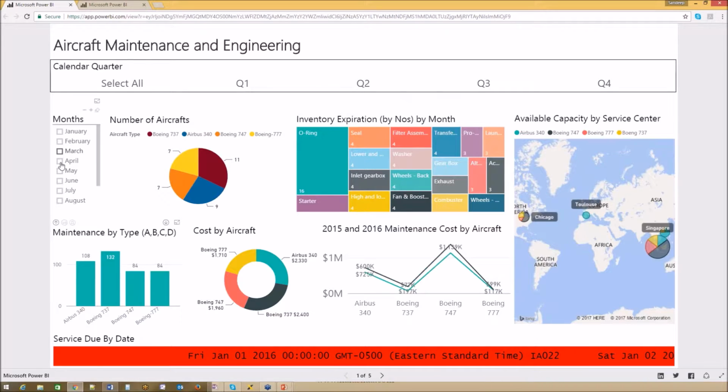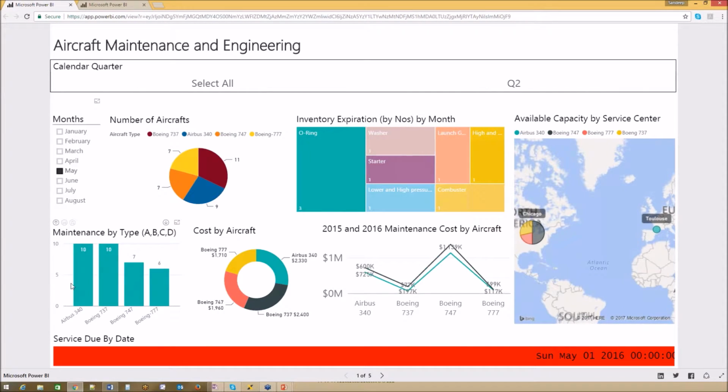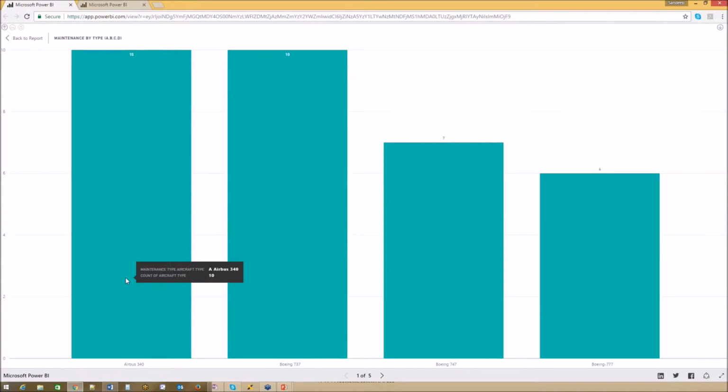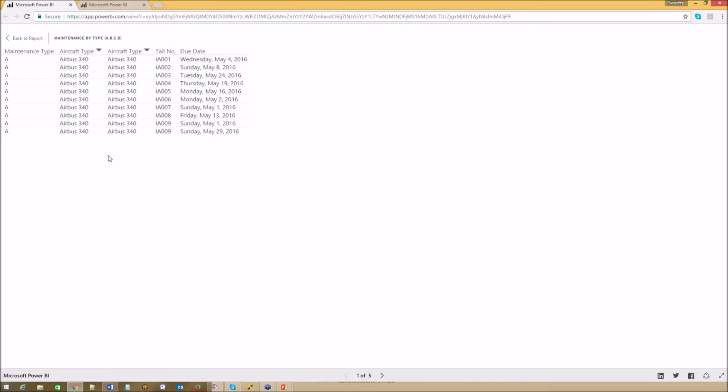For example, I can select a given month. Let's interact with this graph, and let me select May. Quickly, I get all the latest information that is applicable for the month of May. I see here I have Airbus 340, 10 of them that need maintenance. The user can interact further, go deeper into it and take a look at the information that is embedded in the graph.